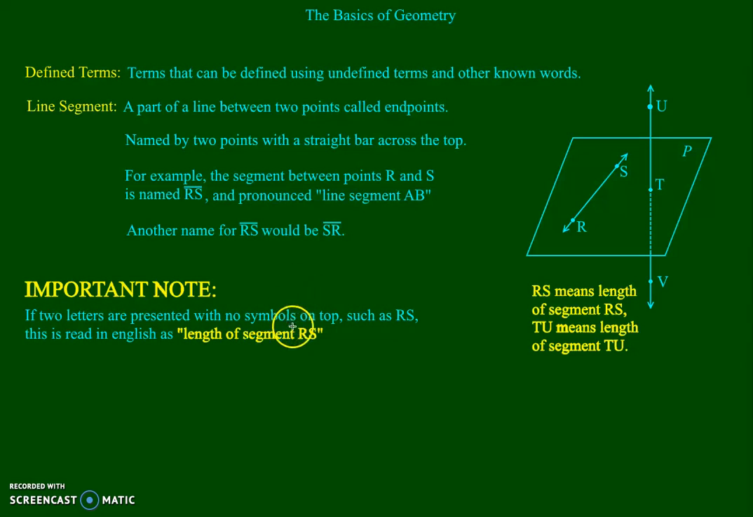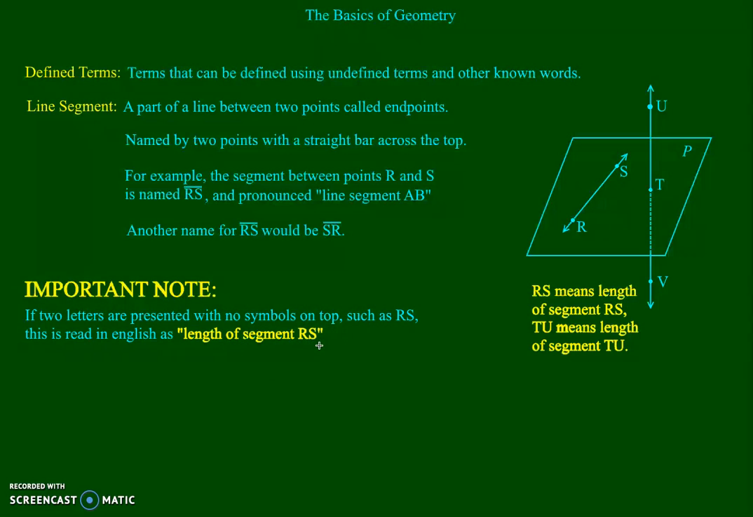Now I cannot stress this enough, that the way to represent the length of a line segment is just the letters R and S, the 2 endpoints that describe the segment. So here we have the segment name itself, RS with the bar over the top, and the length of the line segment is simply RS. So if you were given these 2 letters, R and S, and you were asked, what does that say in English? Your result should be length of segment RS.